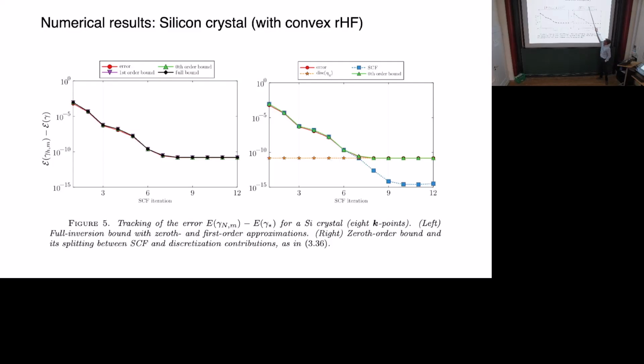Okay, so some numerical results. First we tested it with this reduced Hartree-Fock model, which is known to be convex. These are the SCF iterations, that's the energy error. And you see the full error estimate, the first order and the zeroth order, they are more or less overlaid. And at some point you have stagnation of the error. You start to look at the discretization error here and split it from the SCF error here. You see the discretization error is dominating at some point, and at this point you should stop your nonlinear iterations.